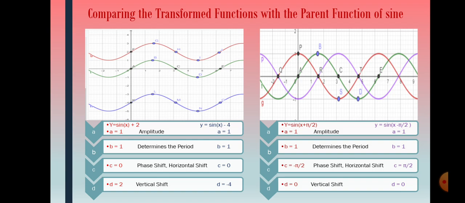Awesome, because there is no shifting up or down. Good job. Now let's look at the purple graph with the Greek graph. Now we have sine x minus pi over 2. So here was plus pi over 2 and we moved to the left. But minus pi over 2, we are moving to the right. And A is still 1, B is 1, C is pi over 2, and D is 0. And again, no vertical shift, so D is 0.